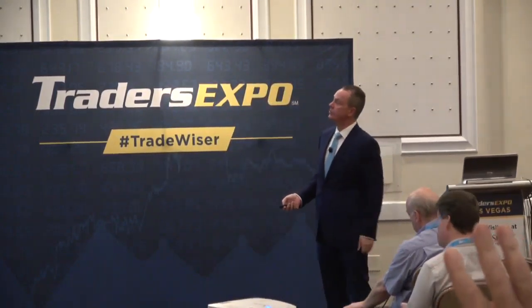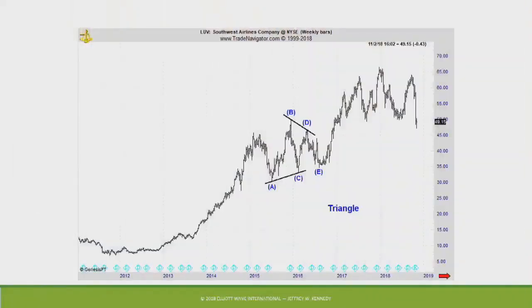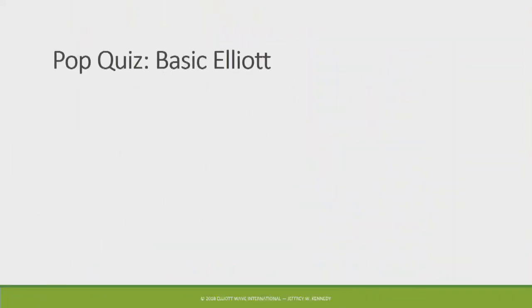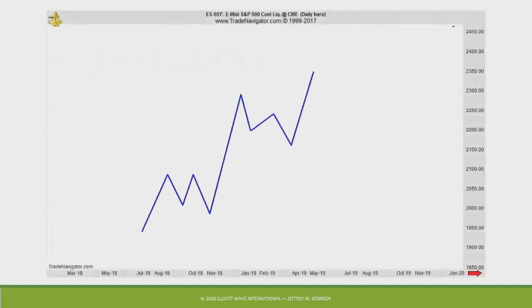So let's look at some more stuff. Here's a triangle. Here's the other pattern. Oh, pop quiz. We're going to have fun, and I'm going to run late. I don't care. What's this? Okay, you don't get the answer because you know this stuff. I'm going to pick on you because you're front and center. What's this? We just talked about this. 5-wave move, impulse wave, exactly.